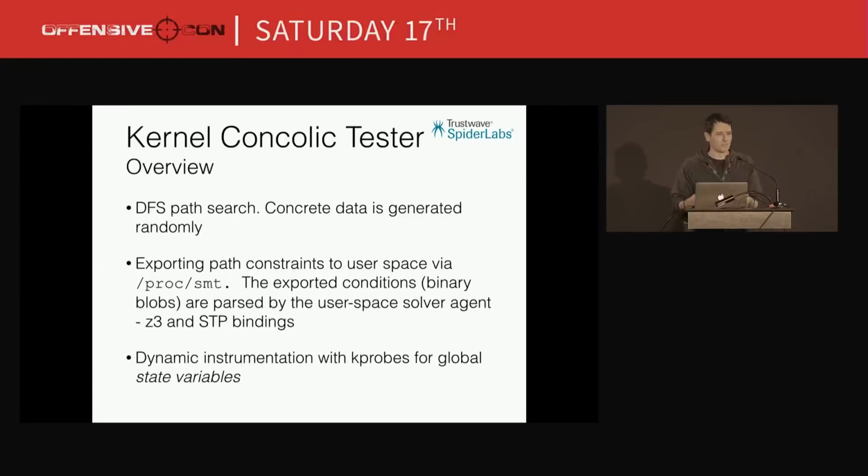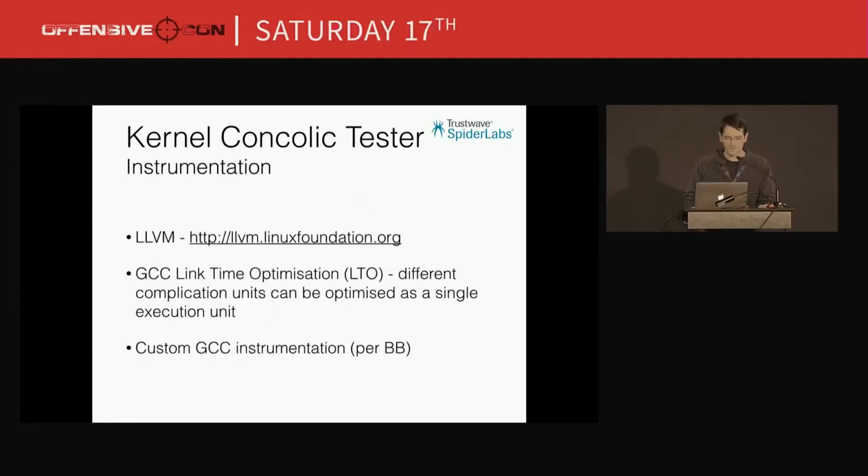Path constraints are exported via proc SMT as just binary blobs, and then those blobs are passed by this user space agent to the solver, Z3. But we also have bindings for STP. And when you reach a dependency on a global constraint, we use k-probes for the state variables. So it just dynamically instruments those global variables.